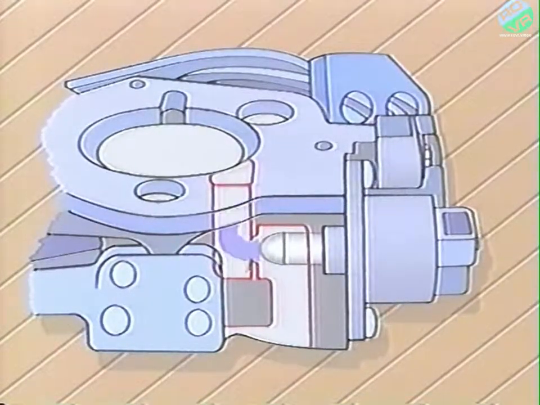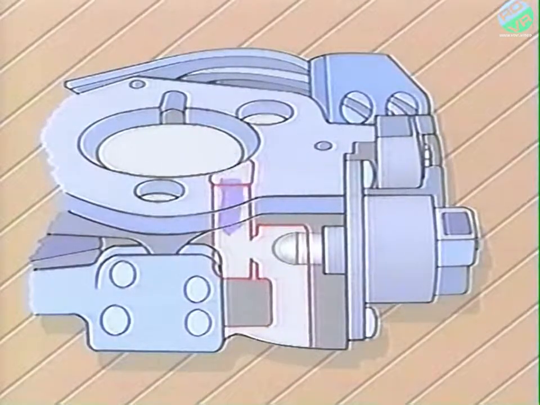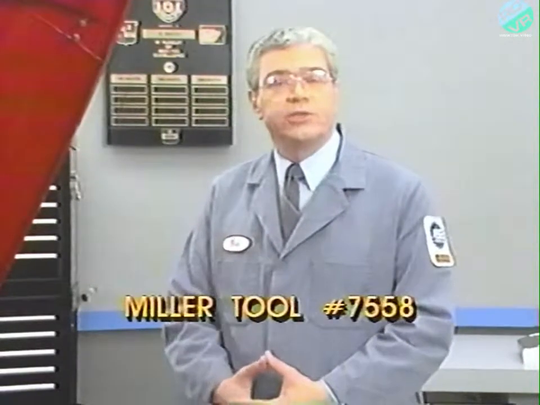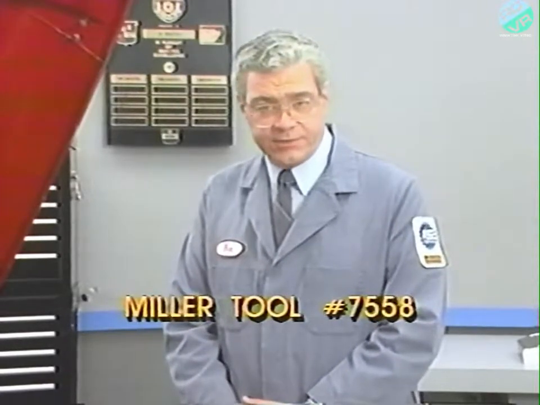the bypass passage. When the engine is cold, the engine controller increases idle speed by retracting the pintle, allowing more air into the engine, and by injecting more fuel. As the engine warms up, the engine controller extends the motor pintle into the air passage to reduce the amount of airflow. The idle speed stepper motor can be tested using the DRB2 or Miller tool number 7558.